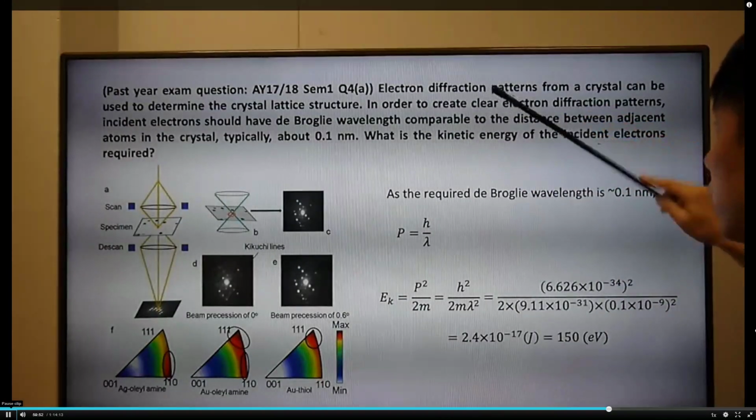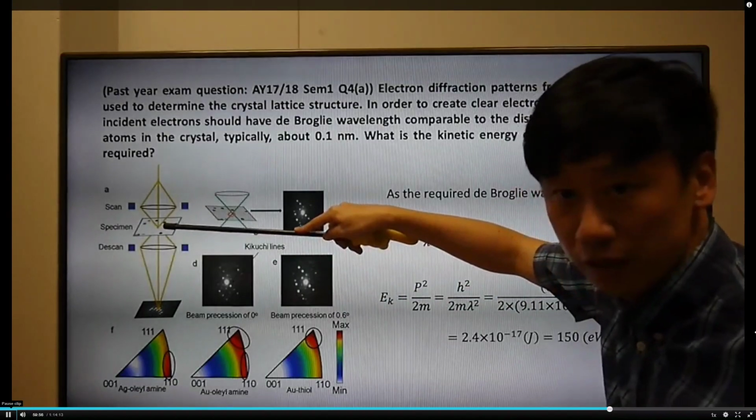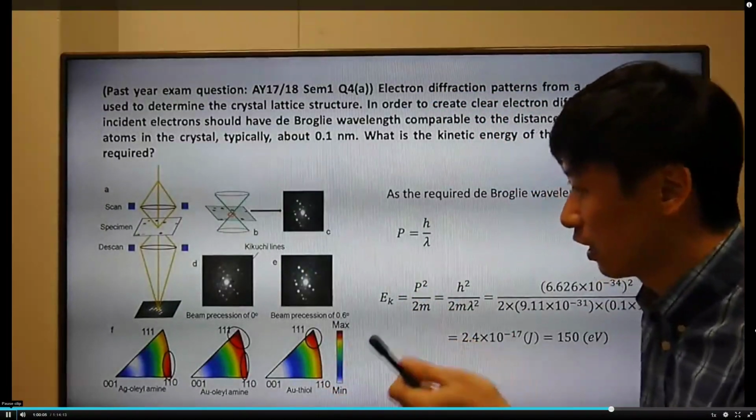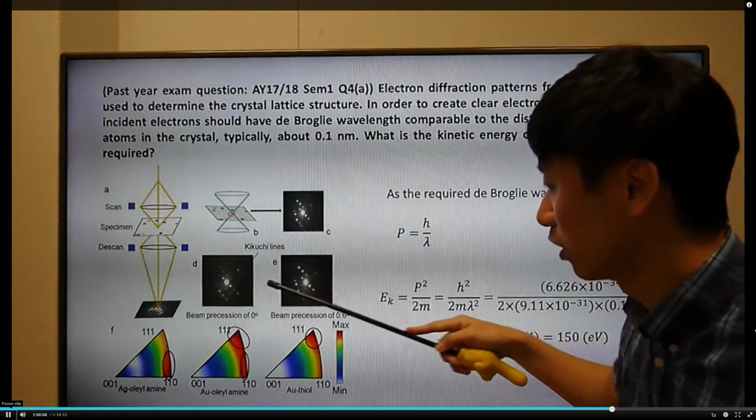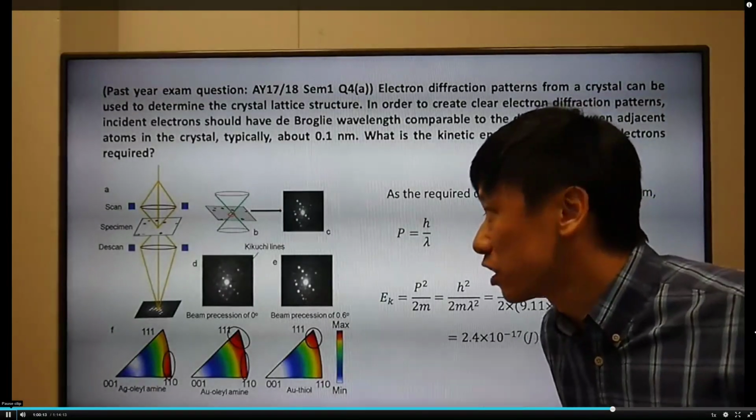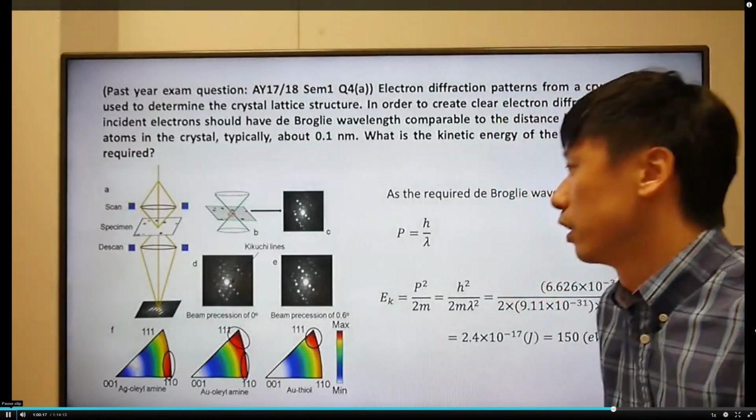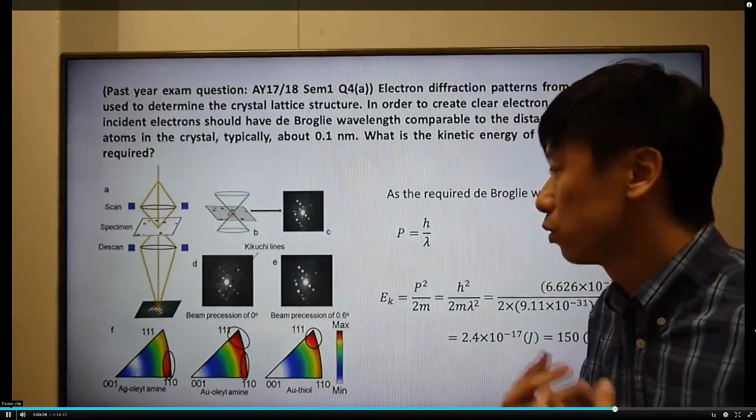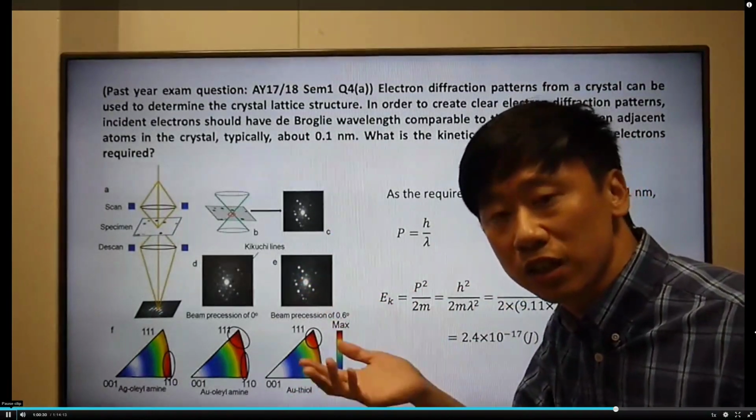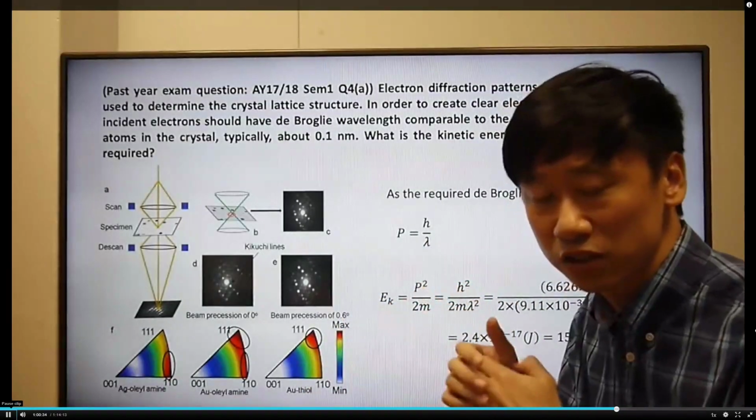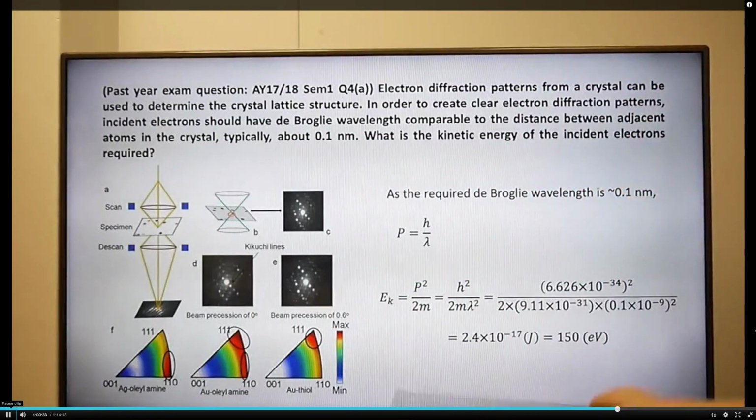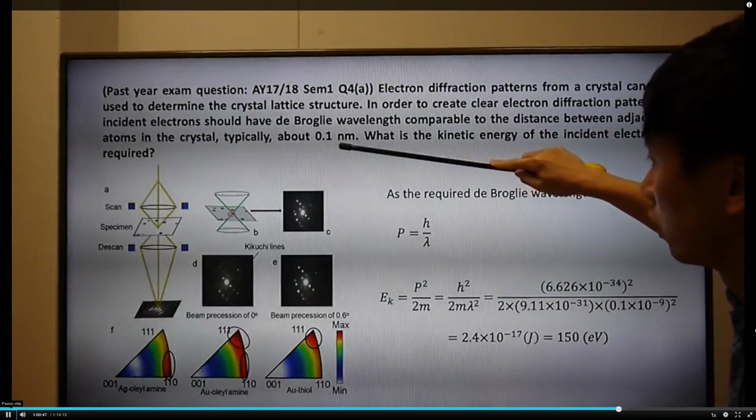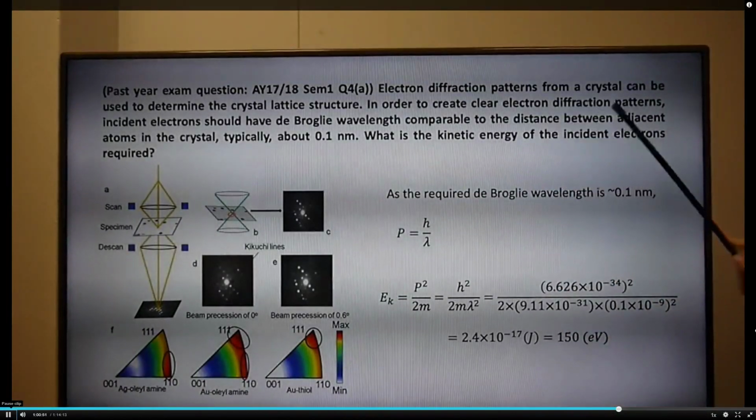Okay, so let me explain the electron diffraction pattern first. We have a very thin specimen, and we shoot the electron. Then by the electron diffraction with the atoms in the crystal, it gives certain specific patterns right here. But if the kinetic energy of the electron is not strong enough, its wavelength is too long, then we cannot have a good resolution of this diffraction pattern. So to get the fine diffraction pattern, we increase the kinetic energy of the electron. Then its wavelength is decreased, and we can have a better resolution. In this question, the required wavelength of the particle is 0.1 nanometer. Then we need to calculate its kinetic energy.